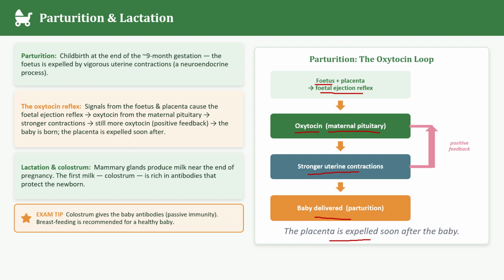So what you should remember for your exam point of view is that oxytocin leads to uterine contractions, which lead to childbirth, and colostrum contains antibodies which give passive immunity to the child.